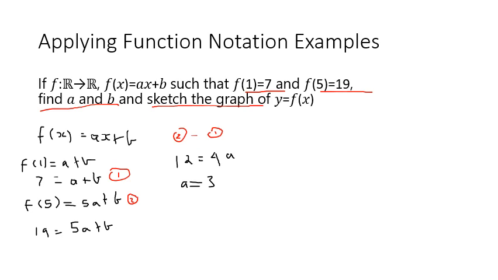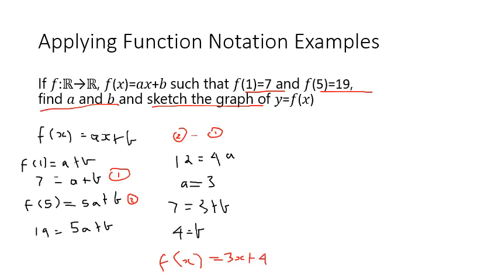But we need to find the values of a and b. And so to find the value of b, we'd sub 3 back into our equation. So we get 7 is equal to 3 plus b. And if we subtract 3 from both sides, we get 4 is equal to b. And we can now write our equation as f of x is equal to 3x plus 4.